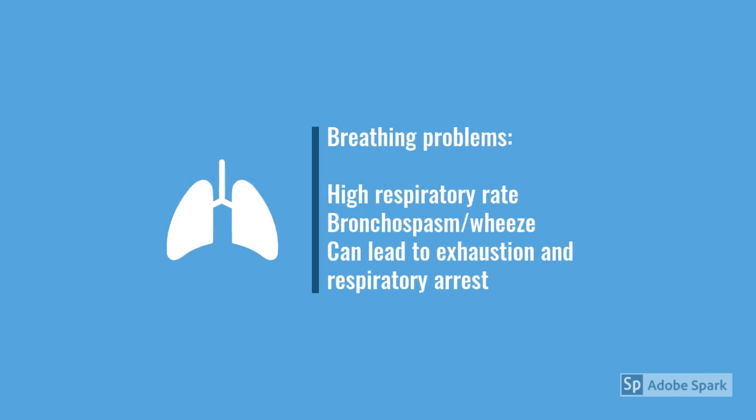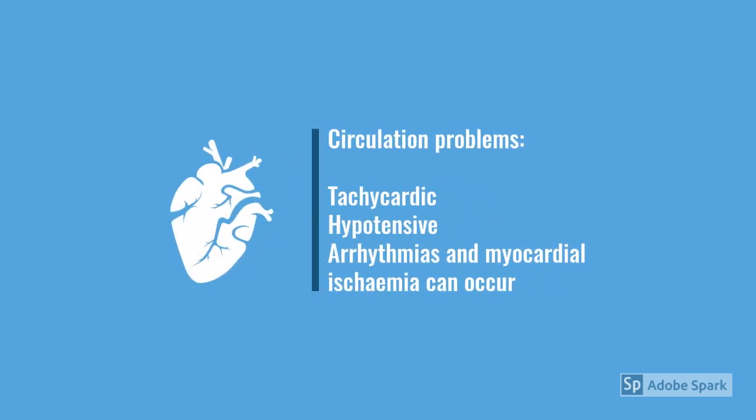So problems that you get from a circulatory point of view is they become tachycardic and hypertensive, and that's essentially because of what we talked about earlier with the vasodilation and the increased vascular permeability leading to a shock scenario. They can also get arrhythmias, myocardial ischemia and cardiac arrest.